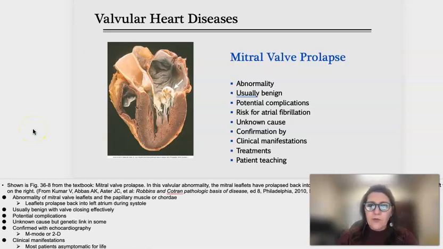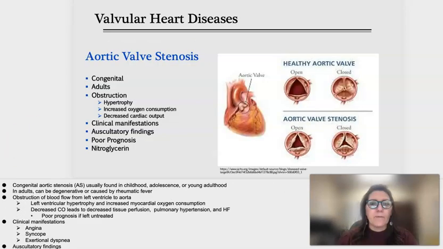Speaking of which, this is a mitral valve prolapse. It's usually a benign abnormality, but there are potential complications. There's a risk for AFib. We do not know what the cause is, but it's confirmed with an echocardiogram. And then there are different clinical manifestations. So most people are asymptomatic. They don't even know they have mitral valve prolapse. Only 10% have symptoms, and there might be a murmur due to this prolapse.